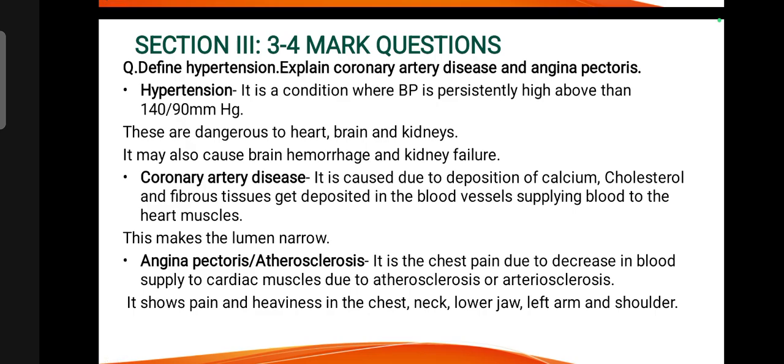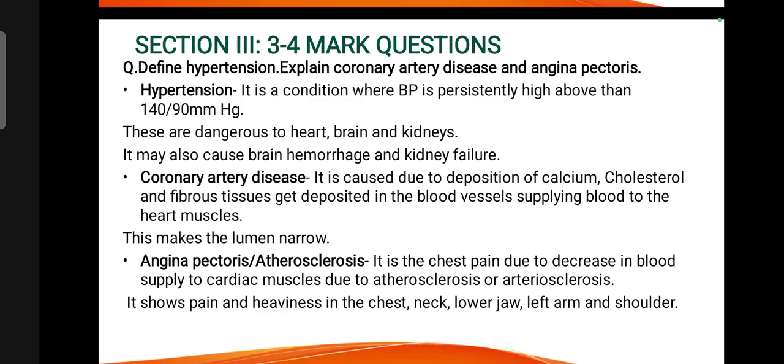Define hypertension. Explain coronary artery disease and angina pectoris. Hypertension, it is a condition where BP is persistently high, above 140 by 90 mmHg. These are dangerous to heart, brain and kidneys. It may also cause brain hemorrhage and kidney failure.